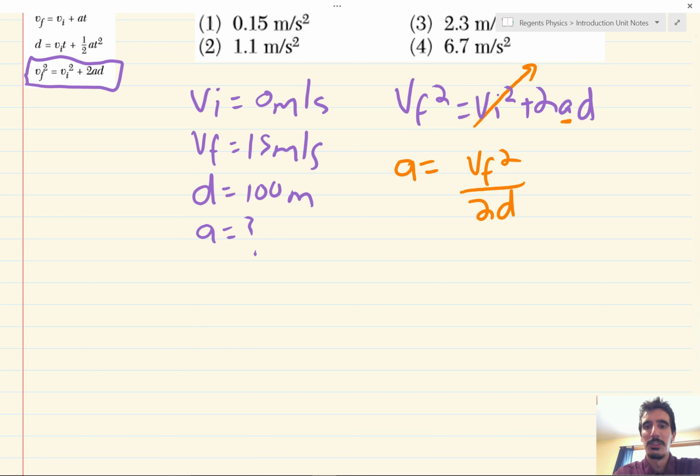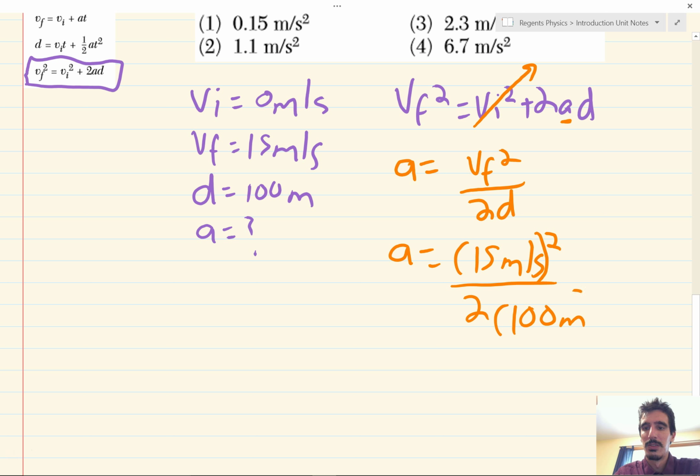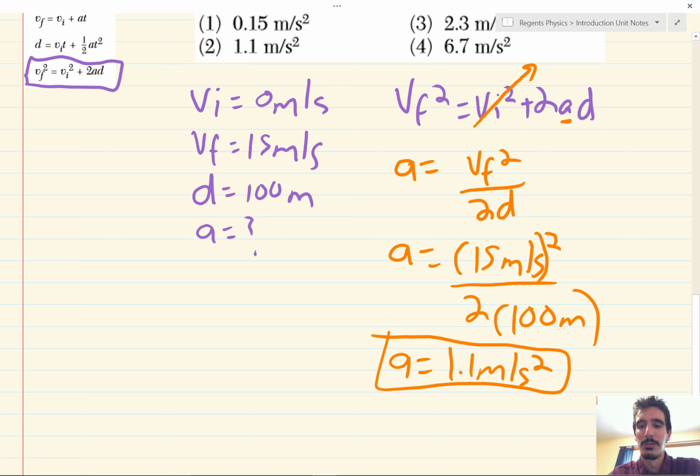And then plug and chug. A equals 15 meters per second, making sure we're using parentheses, squared, over 2 times 100 meters. We do that in our calculators and we get acceleration is about 1.1 meters per second squared. And always box our answers so people know where we're writing.